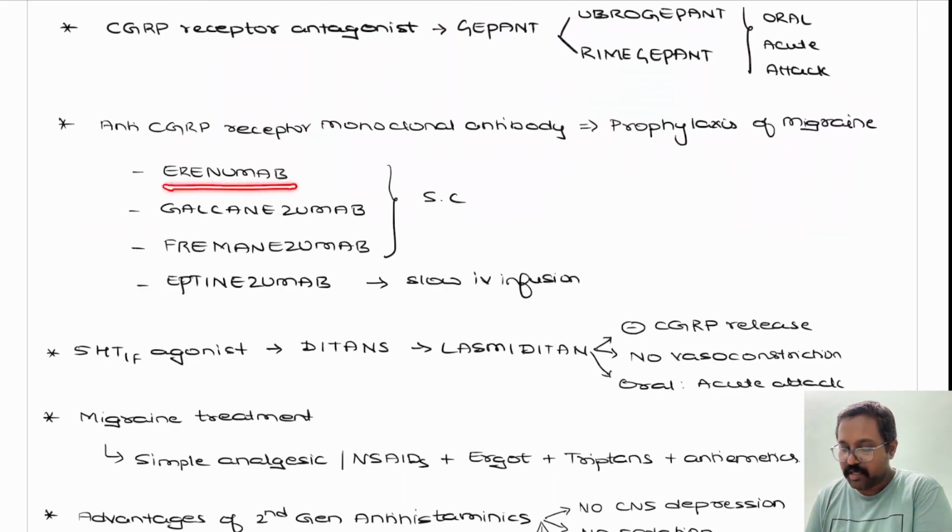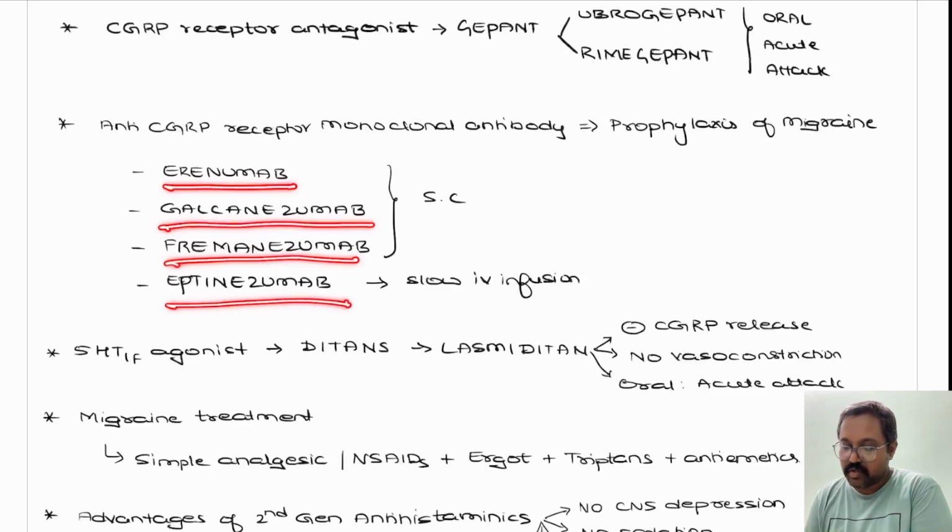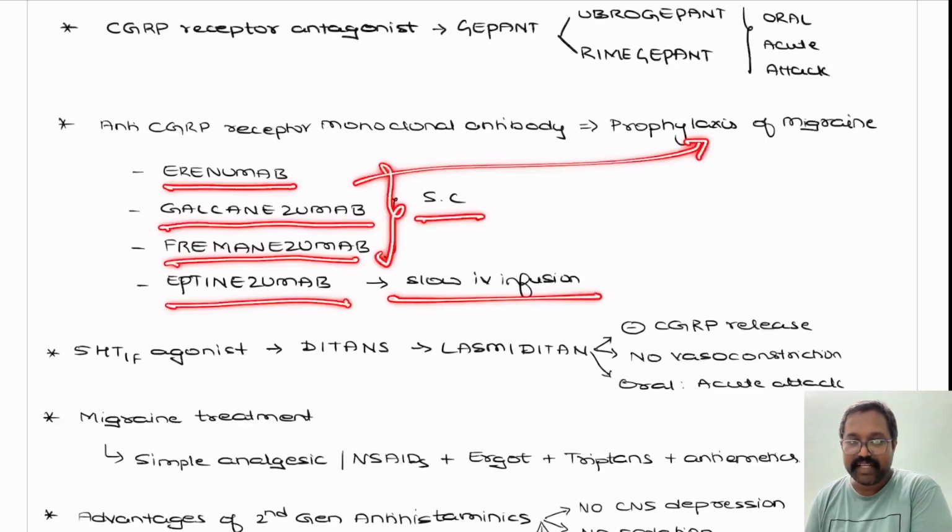We have erenumab, galcanezumab, fremanezumab, and eptinezumab. So all these are used for prophylaxis. The first three drugs are used subcutaneously, and eptinezumab is used by slow IV infusion.